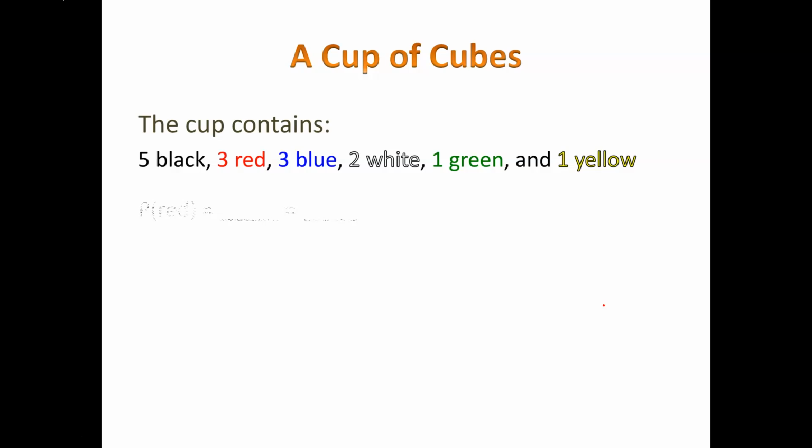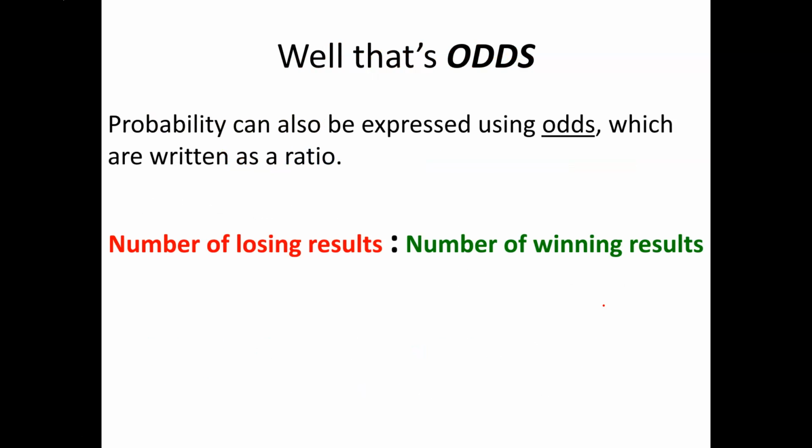Okay, so let's skip ahead real quick and talk about odds. Now, odds are a different way of writing the same information. Instead of using a fraction, we're going to write the probability of the thing happening as a ratio. And what's important here is what number is on what side of the ratio. The left-hand number is the number of ways you can lose. Losers on the left. The number on the right will be the number of possible ways you can win. Losers on the left, winners on the right.